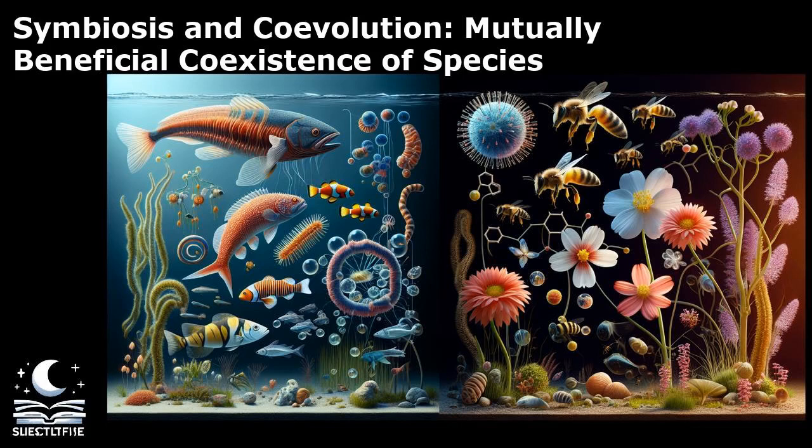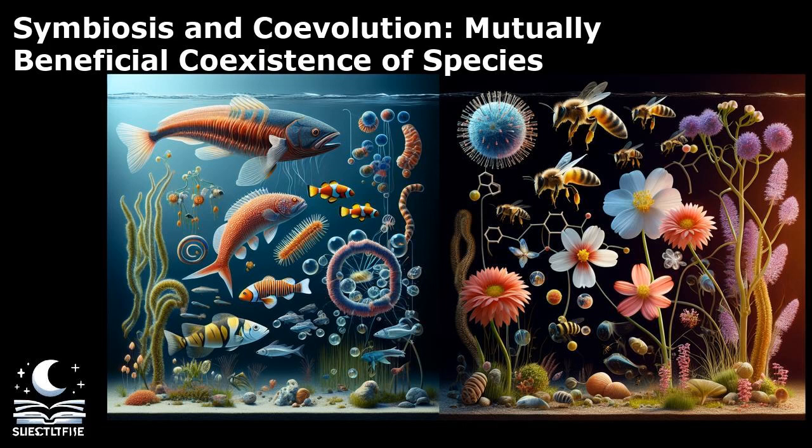Symbiosis is a fascinating biological concept that describes the close and long-term interaction between two different species. It is a mutually beneficial relationship where both organisms benefit from each other's presence. This interaction can take various forms, ranging from mutualism, where both species benefit, to commensalism, where one species benefits while the other is neither helped nor harmed, to parasitism, where one species benefits at the expense of the other.